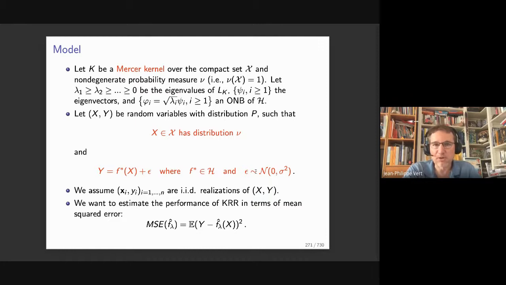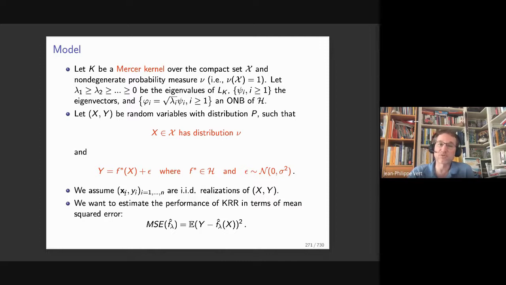So this is the model, and now we need to explain how it relates to what we do. It relates through the assumption that the data we observe, the xi, yi pairs, are random variables, sampled IID, independently and identically distributed according to P. Now this gives us our model. We assume that we have the distribution nu, the function f star that we don't know. We observe the xi, yi pairs, and from them we infer a function f hat of lambda using kernel ridge regression.